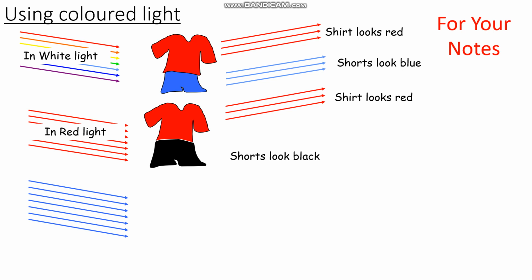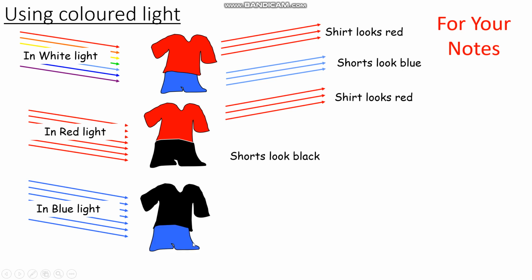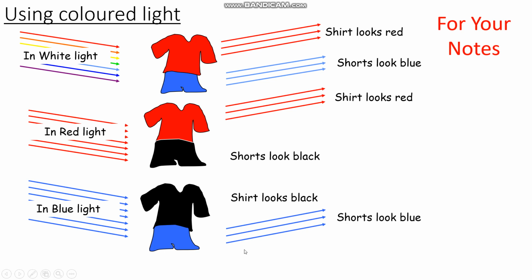If we shine blue light onto our kit here, then this time the red shirt will not reflect blue light. It absorbs blue and so will appear to be black. But blue shorts, as they appear in white light, will reflect blue light and so they will appear to be blue.